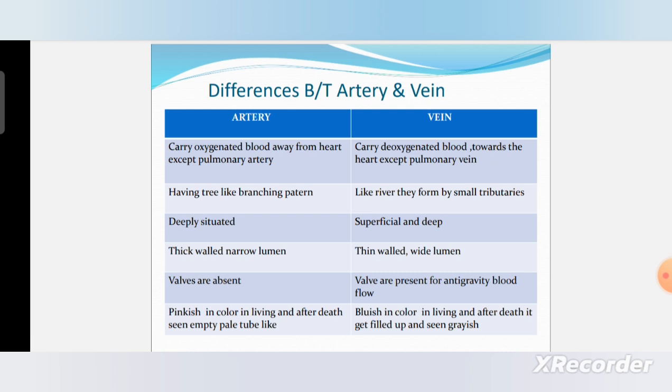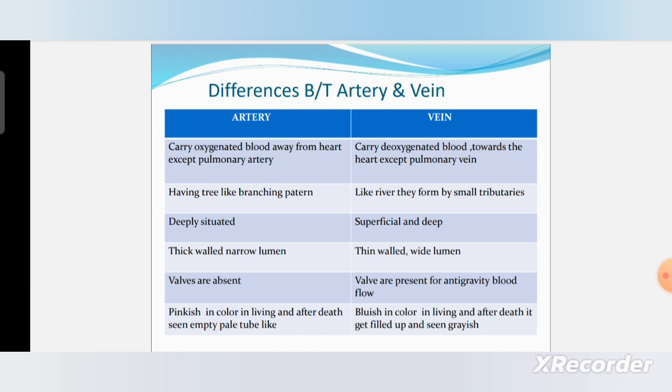In this presentation, we talk about the difference between arteries and veins. Arteries carry oxygenated blood away from the heart, except the pulmonary artery, and veins carry deoxygenated blood toward the heart, except the pulmonary veins. Arteries have a tree-like branching pattern, and veins are like a river, formed by small tributaries.